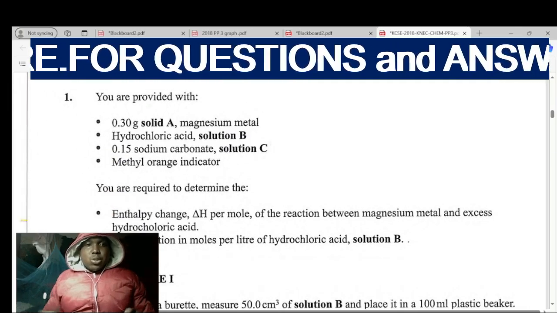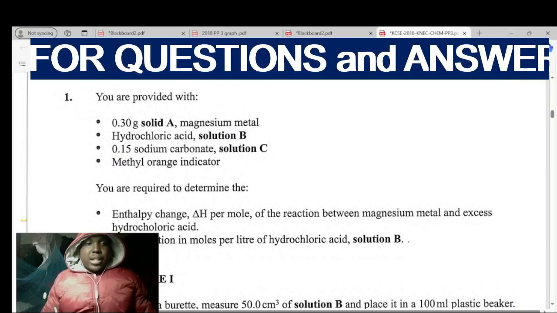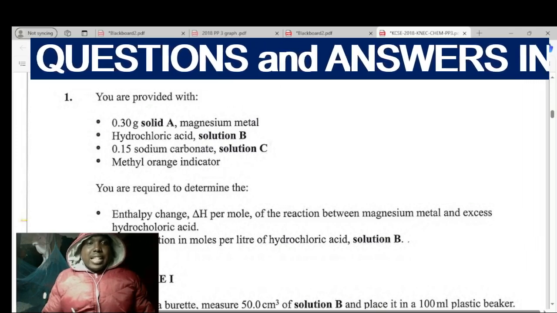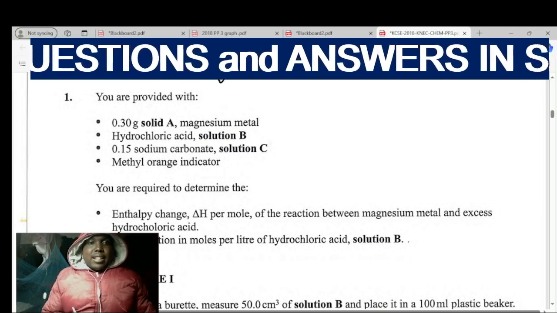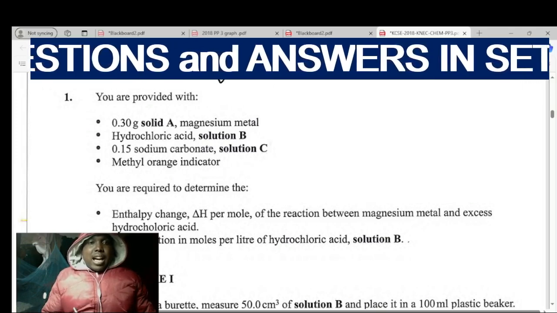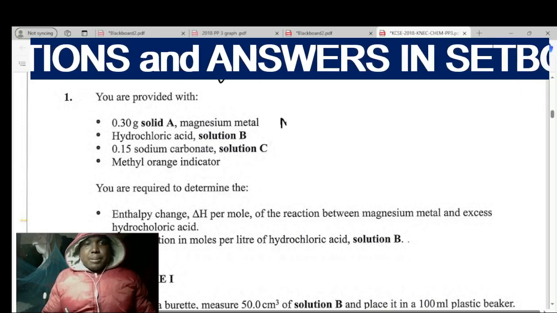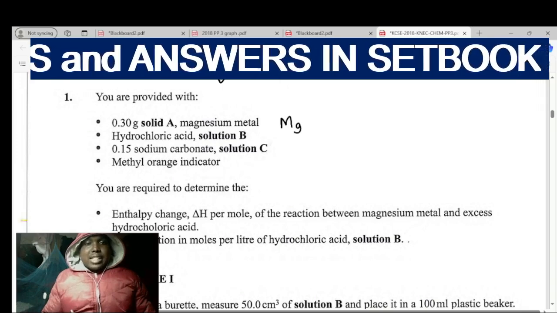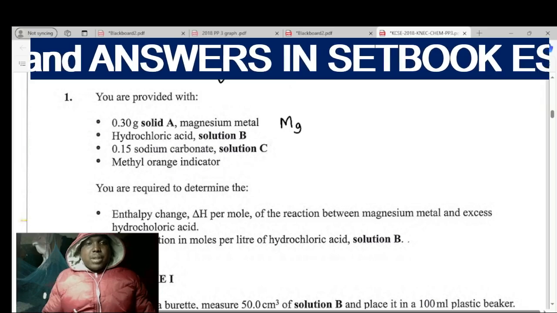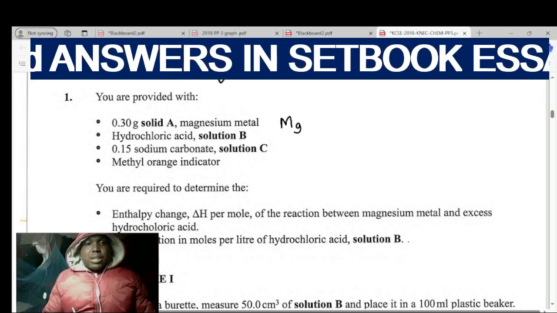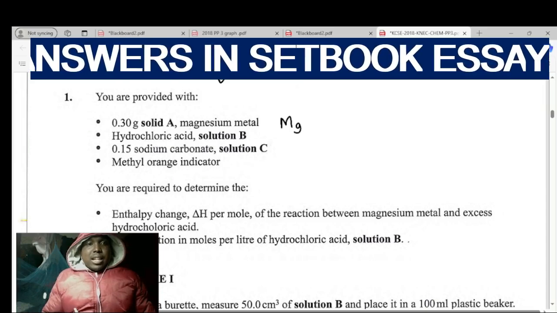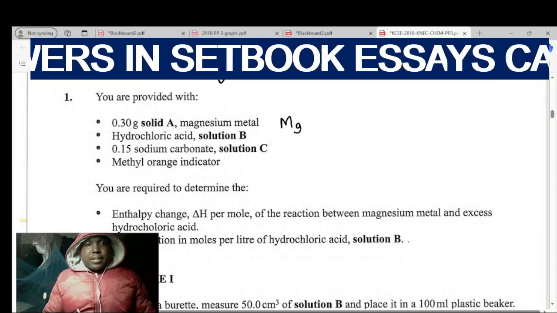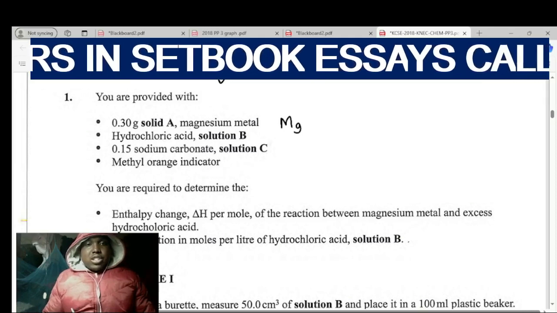so that we can go. You are provided with 0.3 grams solid A, which is magnesium, and hydrochloric acid solution B, 0.5 sodium carbonate solution C. This one was supposed to be 0.5 molar solution C, methyl orange.